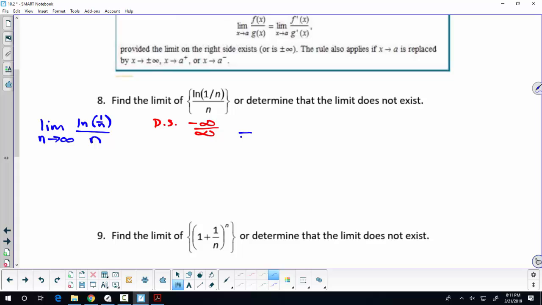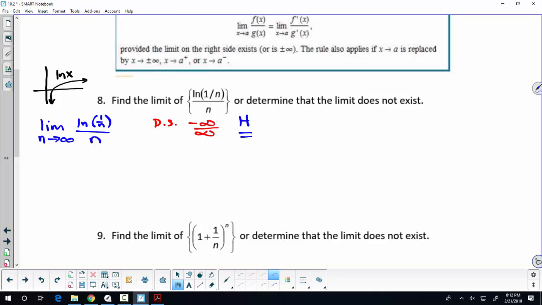Can you explain why the top goes to negative infinity? Yeah, there are a couple of ways to think about it. I think the easiest way is just to remember the graph of the natural log as we get closer and closer to 0. Okay, so we're going to apply L'Hopital's to that, and put an H just to indicate that we're using L'Hopital's.